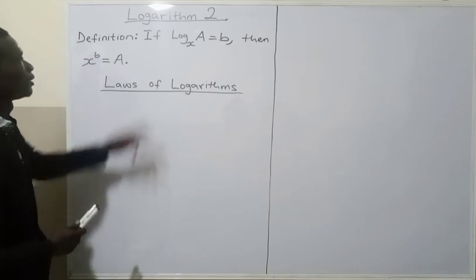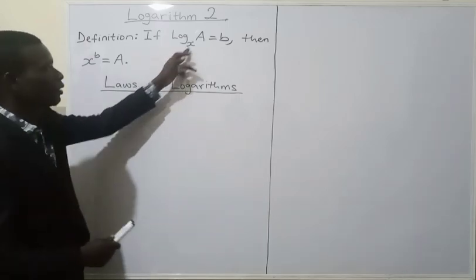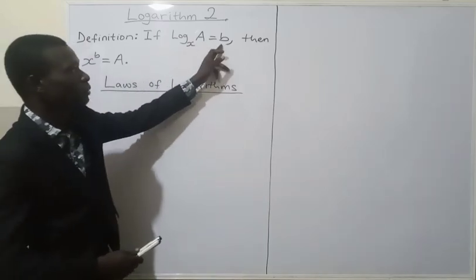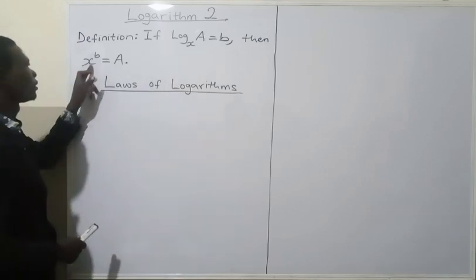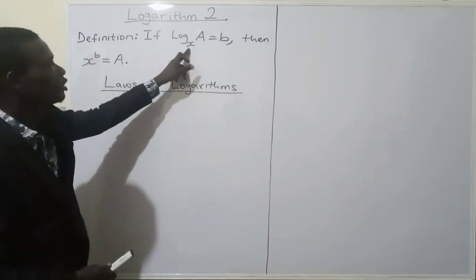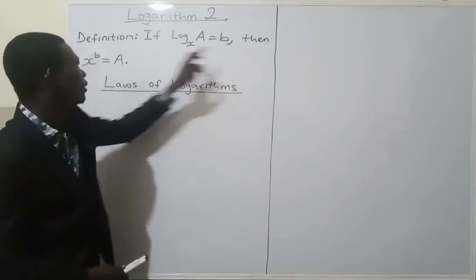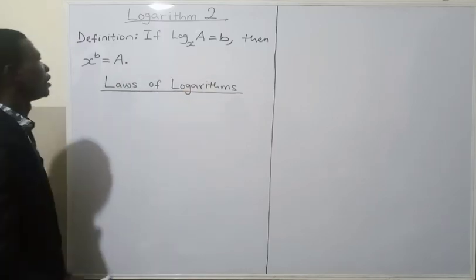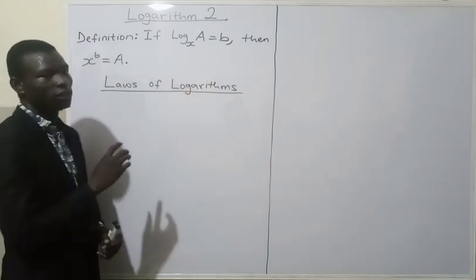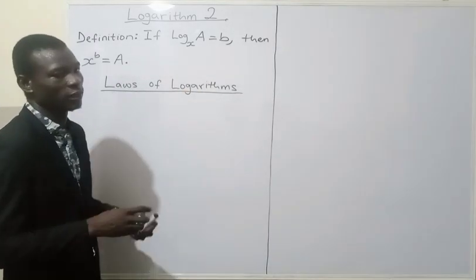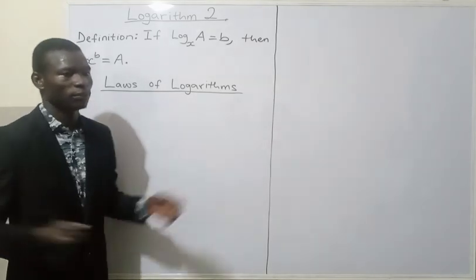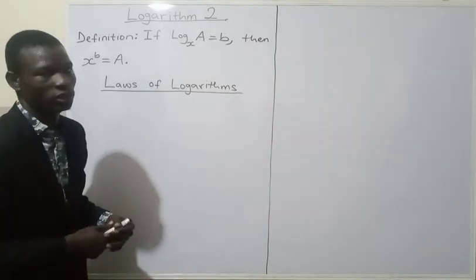The definition of logarithm says if log a to base x equals b, then x to power b equals a. This x, which is the base, comes to carry the b as the power, and that's going to be equal to a. So that's the definition of logarithm, and this definition is very important when we are simplifying or evaluating questions in logarithm.